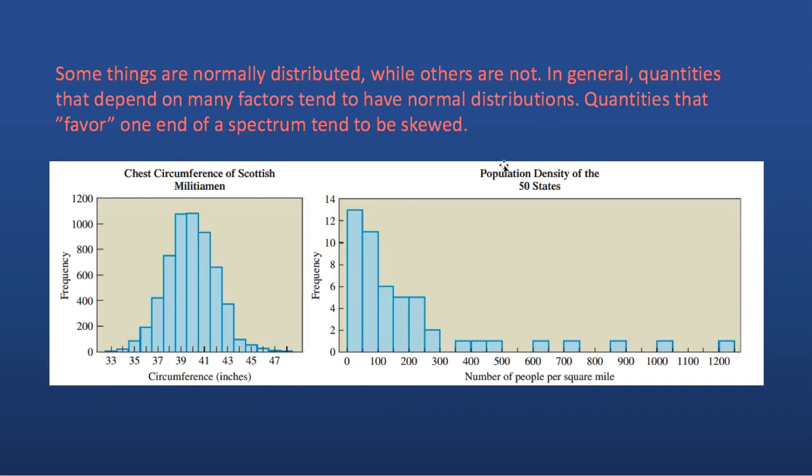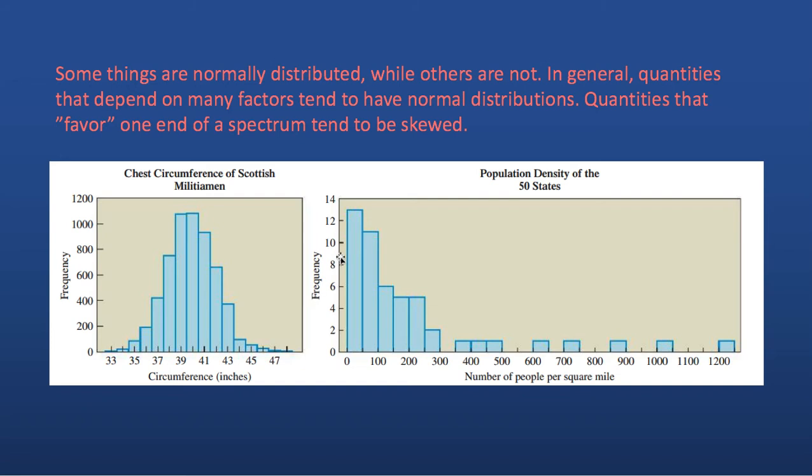So this is measuring population density. You can't have less than 0. But living in a place that has low population density can be kind of nice, right? You have lots of land available, you have space, right? And so that's a favored end of the spectrum. Lots of states are going to have that value, or have a value in that range. But when quantities are favoring one end of a spectrum, there's really not room for a normal distribution to be there. You can't really have the other side because you can't have negative population density.